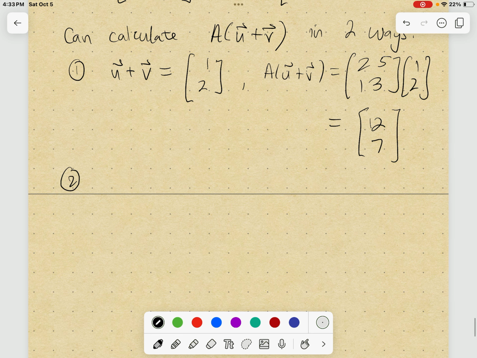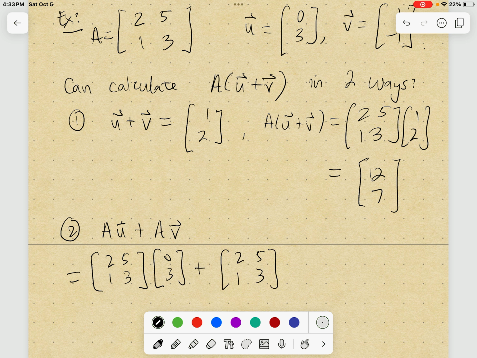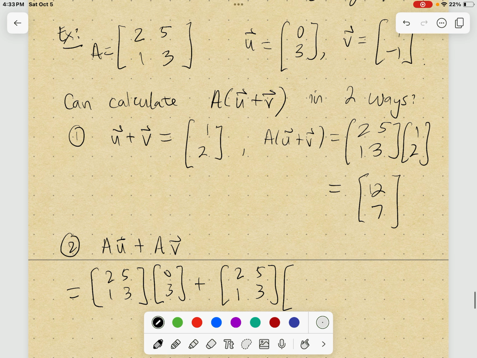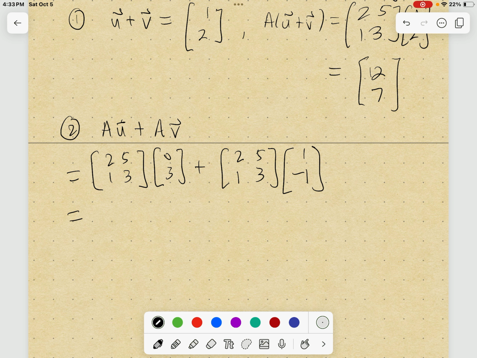And then another way to do it is to use the theorem that says that this is A times U plus A times V. So this requires us to actually do two matrix vector multiplications, right? So this is [[2,5],[1,3]] times (0, 3), plus this times that. Sometimes I say the rows first and then the columns, sometimes I just say the columns and not the rows. So this is equal to (15, 9) plus (-3, -2).